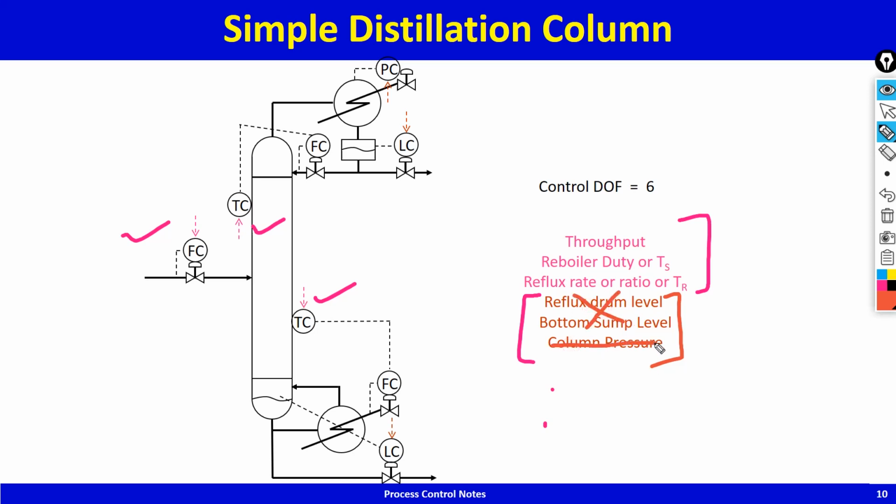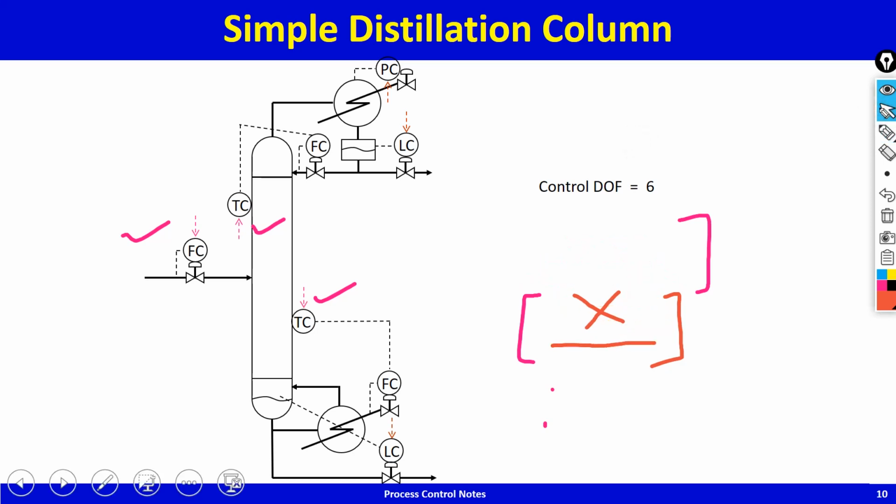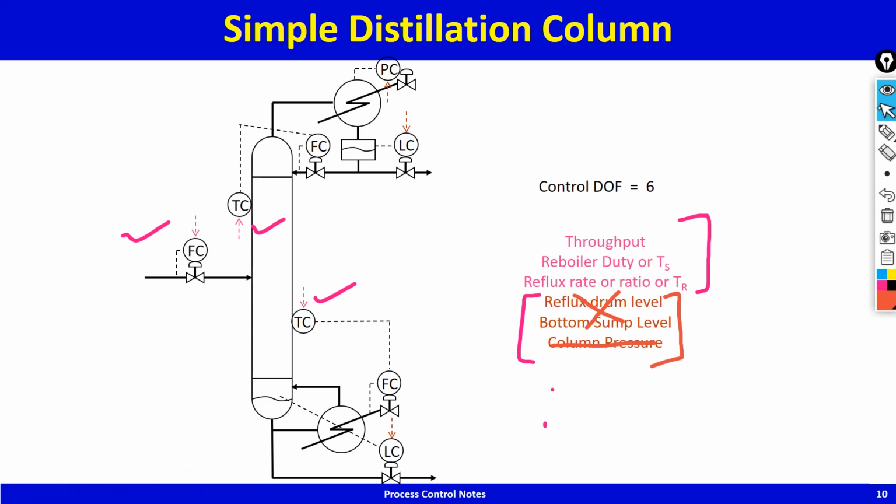So the 3 steady state degrees of freedom are feed rate or throughput, stripping tray temperature, rectifying tray temperature, and, if you do not have those temperature controllers, then the degrees of freedom are reflux rate and reboiler duty. Okay, so that's a simple distillation column.